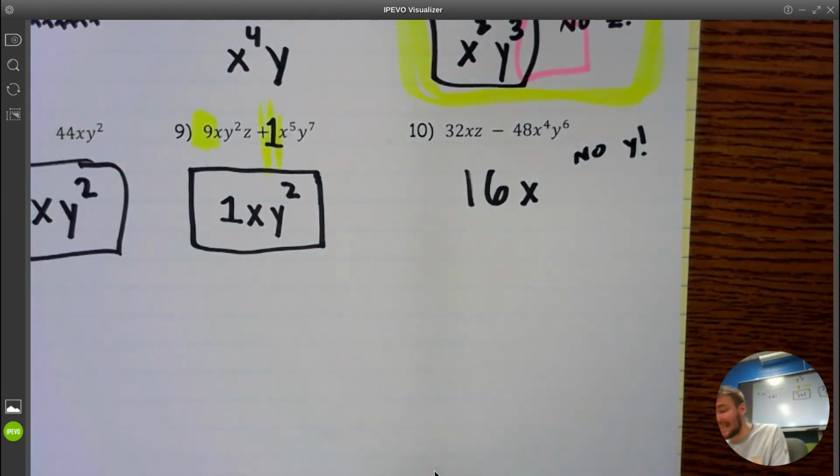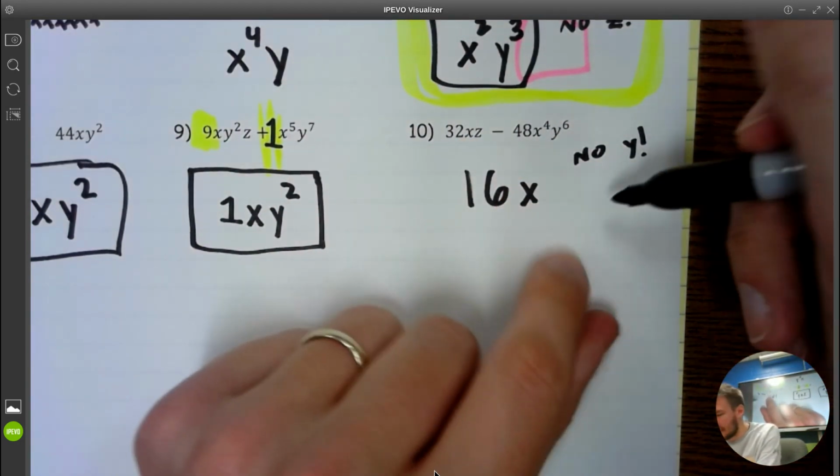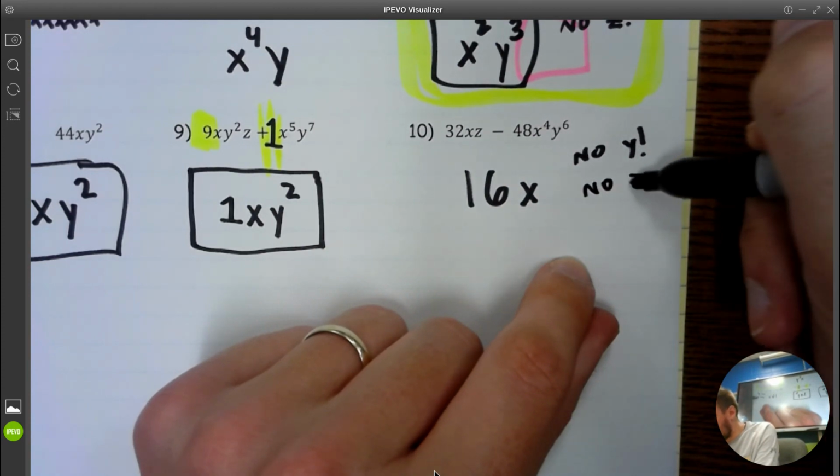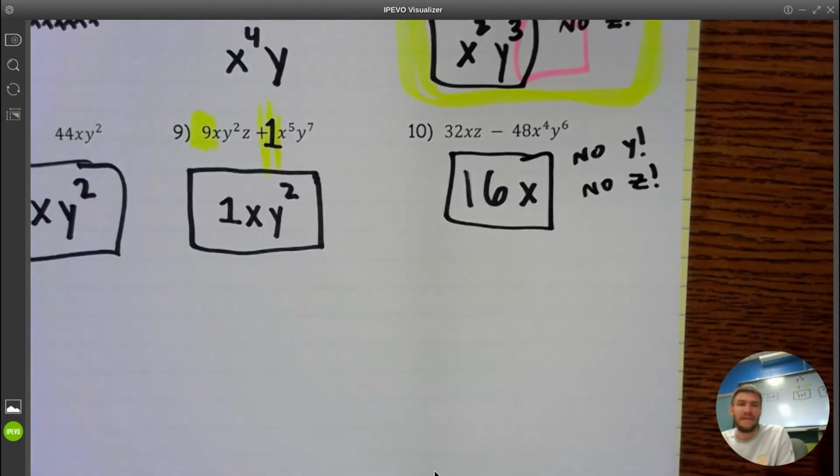And then I look at the z's. This one has a z. This one has no z. So, no z. We cannot give away a z. And that is the answer. There you go. That is finding your GCF.